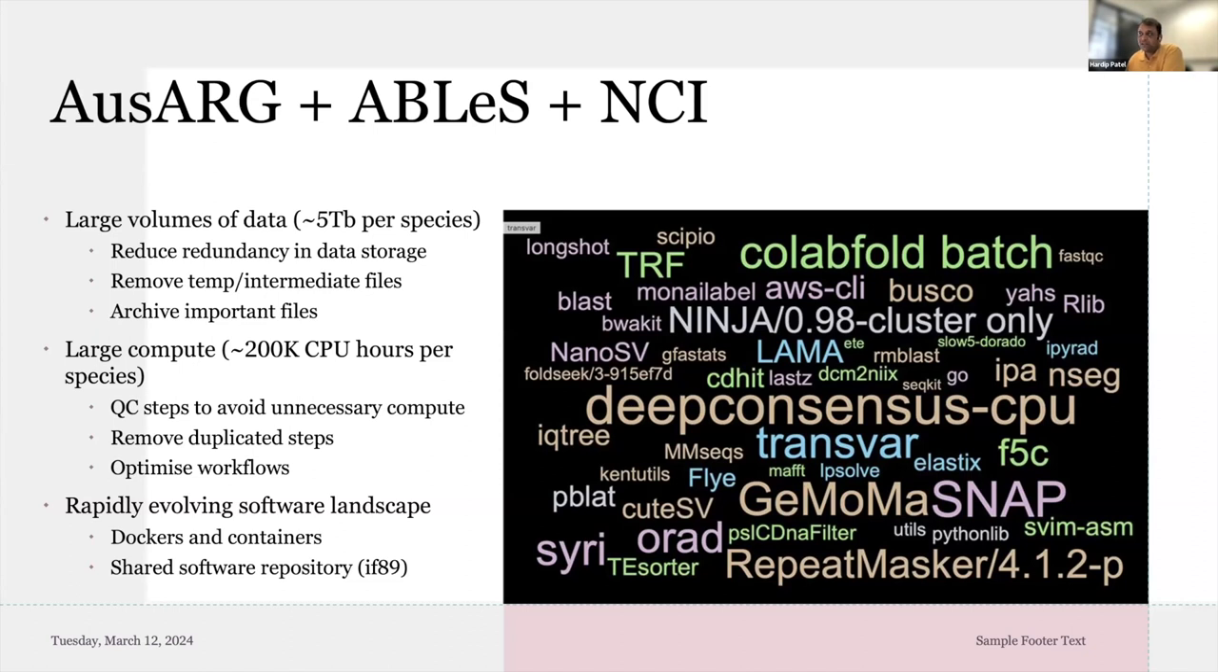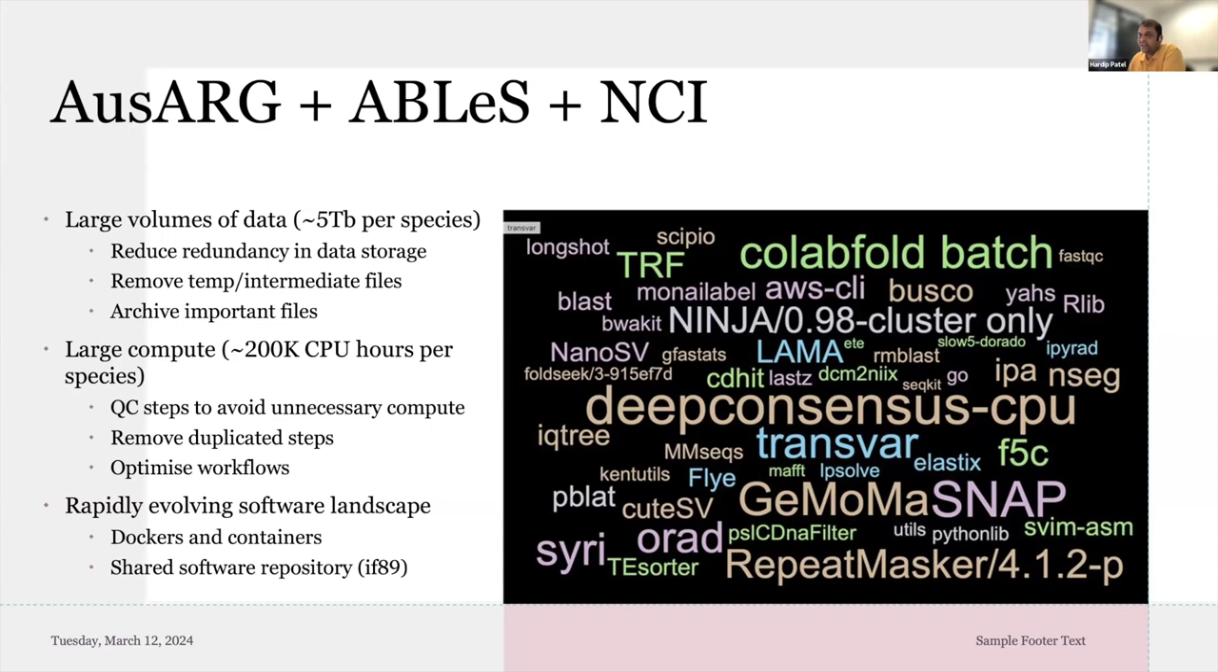Each species generally requires large compute resources. Our estimate is about 200,000 CPU hours, which equates to about 400,000 service units per species in general. And it is quite hefty if we were to sequence, for example, all 10,000 vertebrate species of Australia. So what we needed to do was develop QC steps to avoid unnecessary compute. For example, if the data is not good quality, don't spend too much time computing unnecessary things on it. And many software do have overlapping output. So we try to analyze the output of each software and the requirement and go back to first principles. Essentially, remove any duplicated steps and optimize our workflows so that they are amenable to scalability.